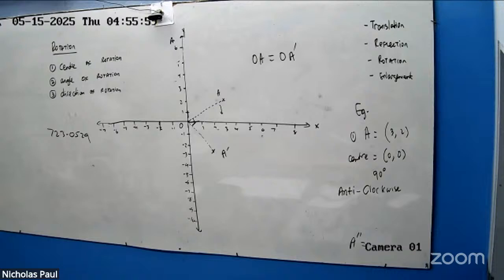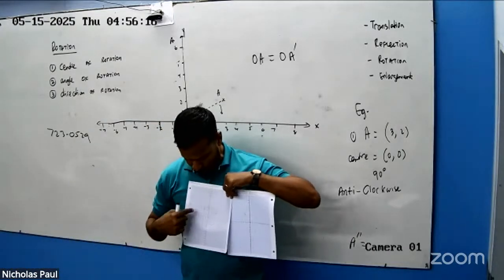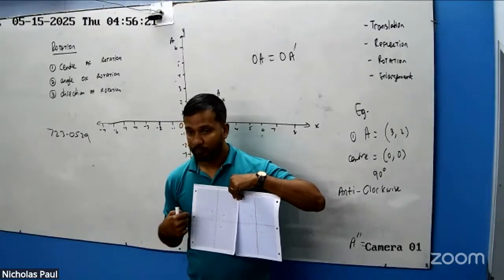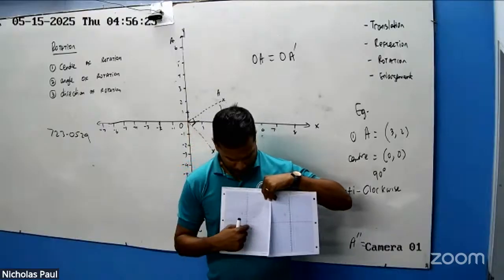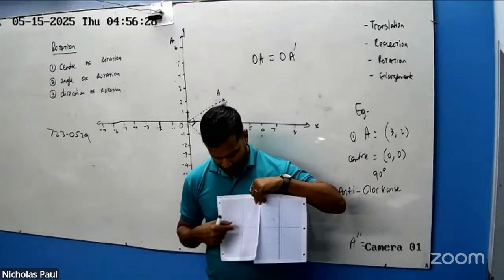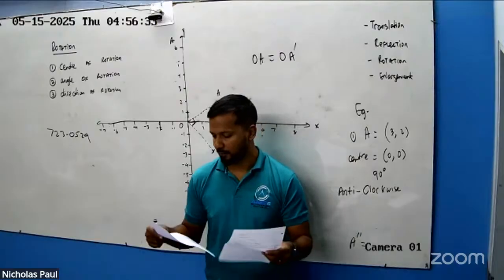But if you do it properly, the diagram should look like this. If you do it properly, here should be a straight line and it should be 90 and 90 here. Okay? And the line is supposed to be equal. So the answer was minus 2, 3.